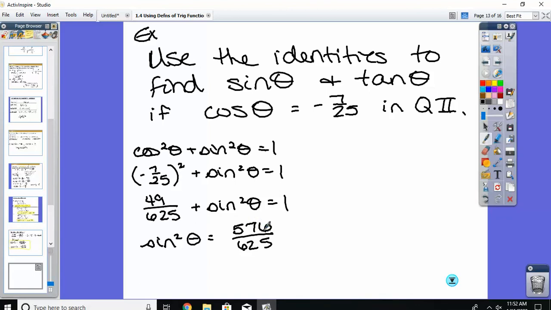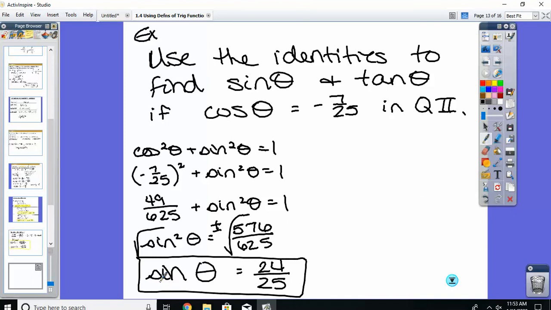That gives 576 over 625. Is that right? Somebody checking? Then what would you do to get sine? Square root. With a square root, we do plus and minus. However, we know we are in quadrant 2. In quadrant 2, sine is positive, so I would go with the positive answer. And what's the square root of 576 over 625? 24 over 25.